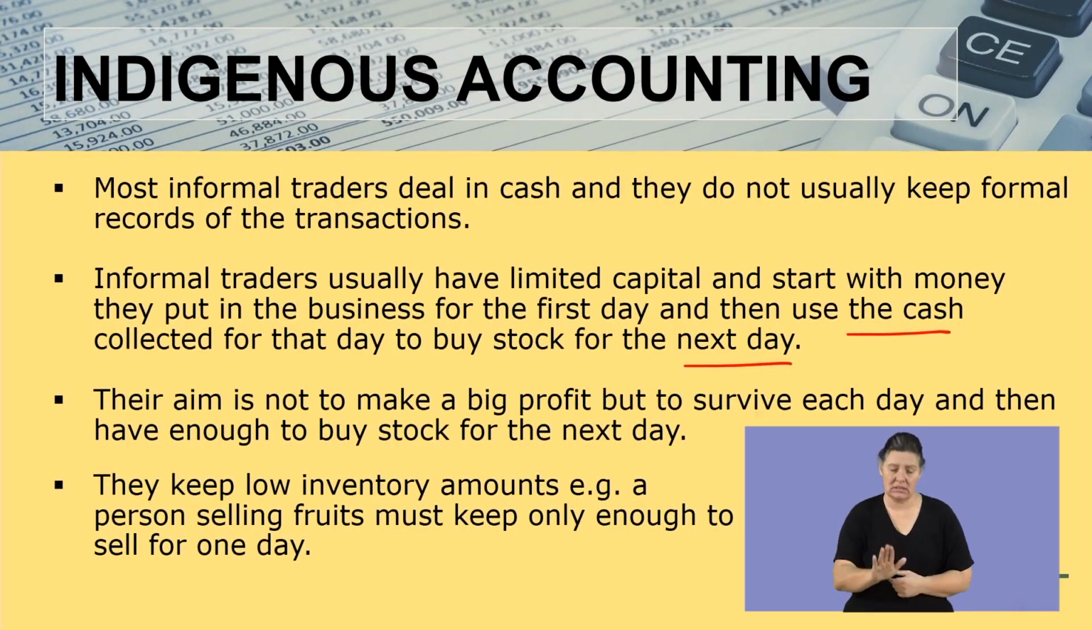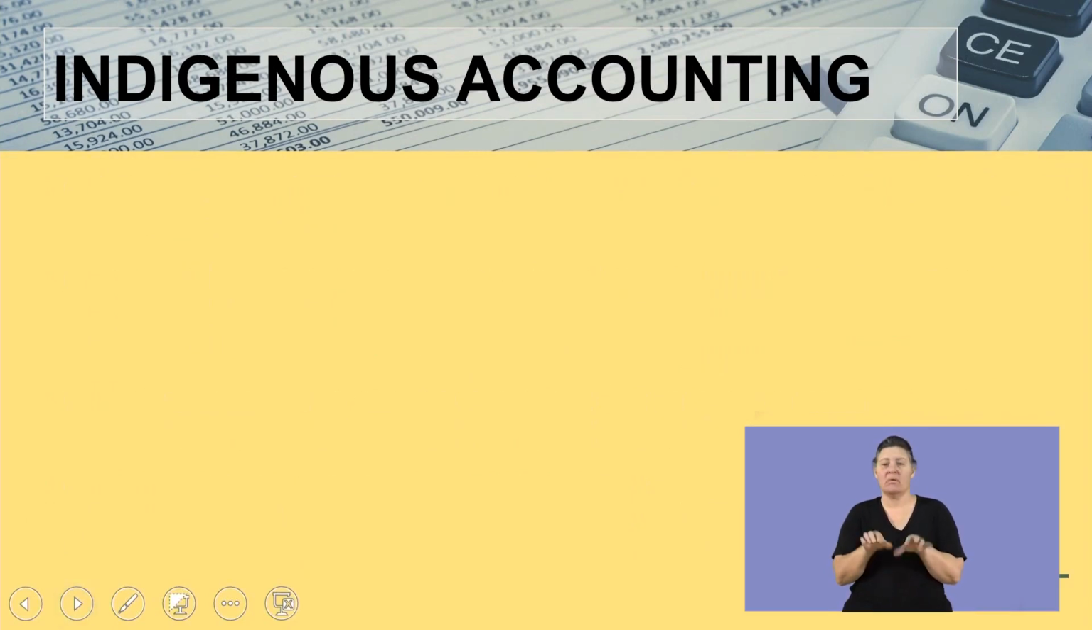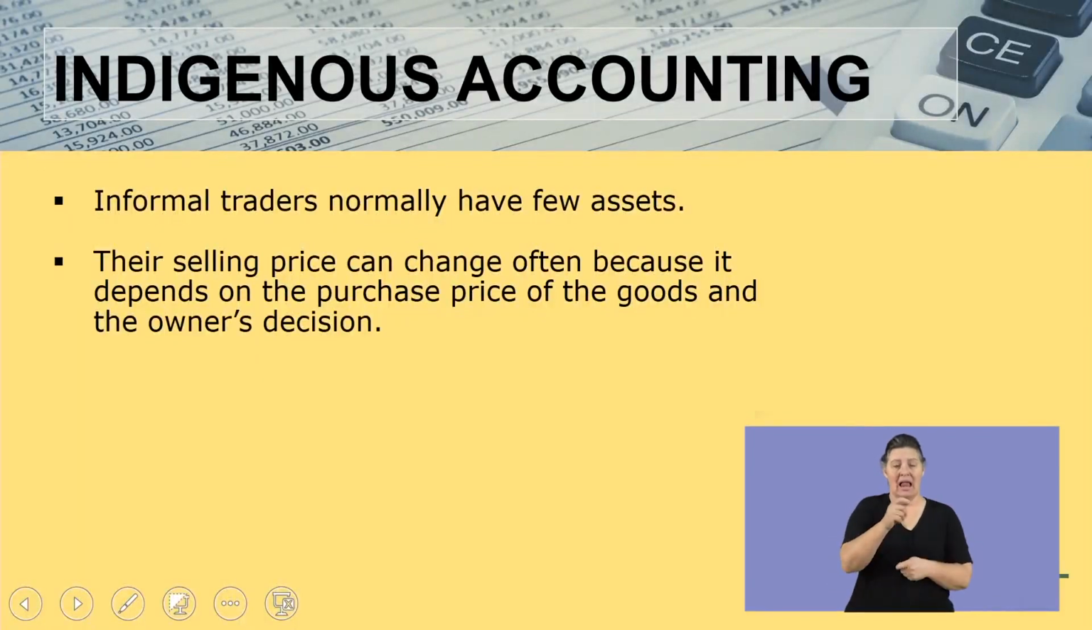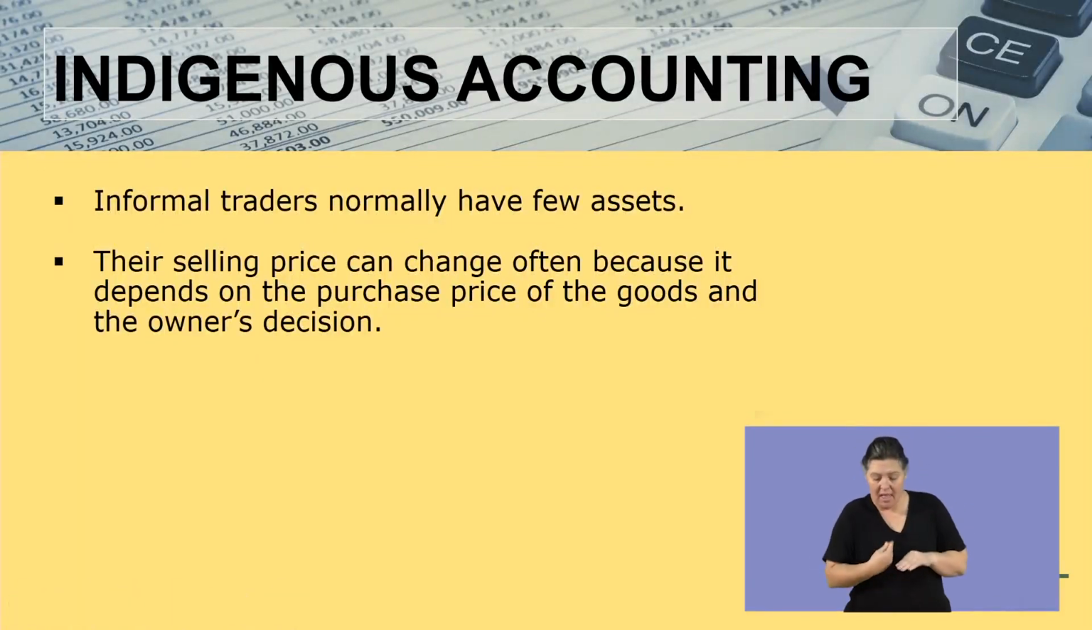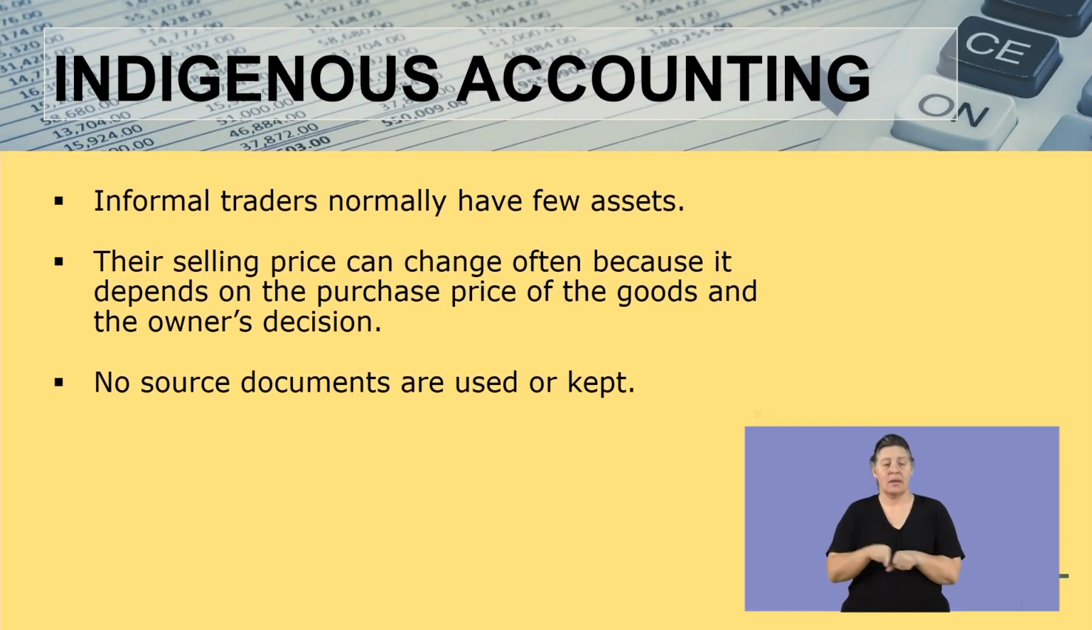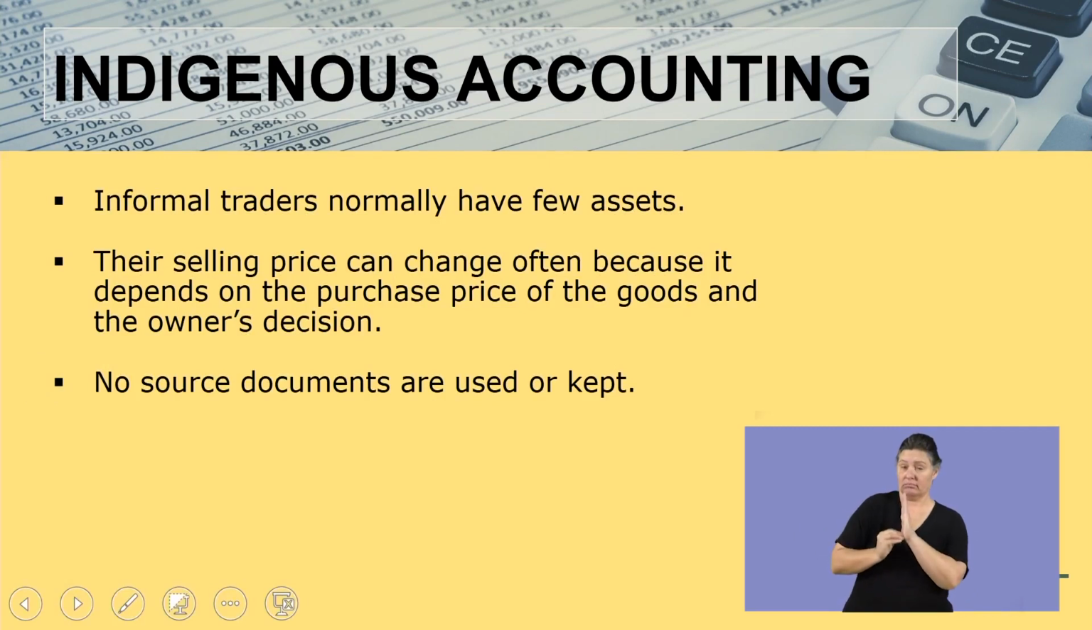As I continue with indigenous accounting, these informal traders would normally have very few assets, because they don't have the capital to have many assets. The selling price can change often because it depends on the purchase price of the goods and the owner's decision. If he buys the goods a bit cheaper, he can then drop his price as well. And there are no source documents kept because there is no formal recording in the business.